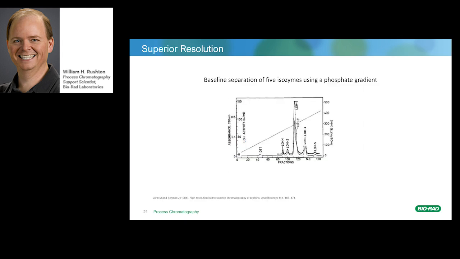My final example showing the unique selectivities of CHT is to focus on the superior resolution that CHT provides. Here you see a chromatogram of a phosphate gradient, which is able to provide baseline separation of 5 isozymes.